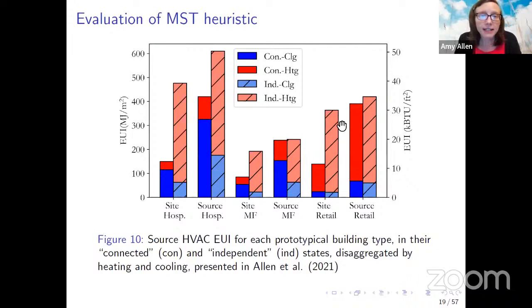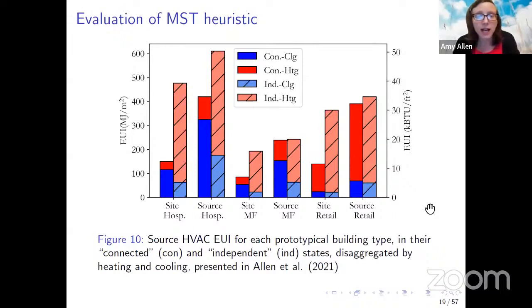And I'll try to get the taskbar out of the way. This plot shows a disaggregation by heating and cooling of the source HVAC energy use intensity for each of the prototypical buildings in their connected and independent states at both the site and source level. And it's worth noting that use of the district thermal energy system resulted in at least a slight reduction in EUI across all of these buildings and metrics.